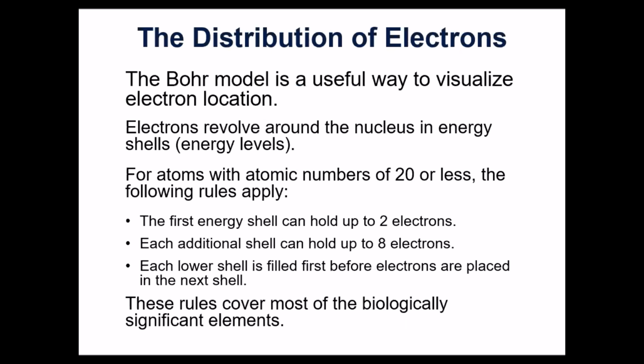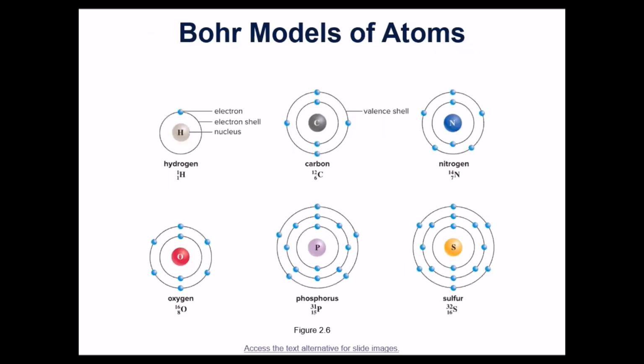Now, one way that you can visualize the location of electrons is something known as the Bohr model. I'm going to skip ahead and show you what that looks like. Here are the 6 main atoms or elements we talked about that are especially important in living things: hydrogen, carbon, nitrogen, oxygen, phosphorus, and sulfur. Of course, you've got the nucleus there. These diagrams don't outline the protons and neutrons, but based on the symbol, we know how many you should have.